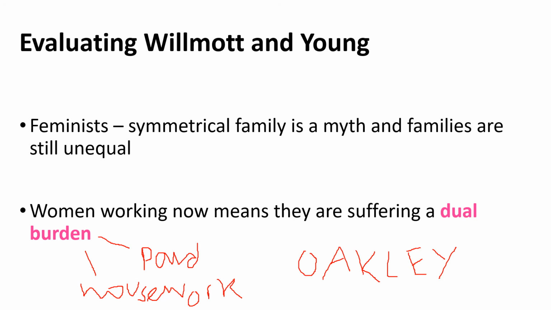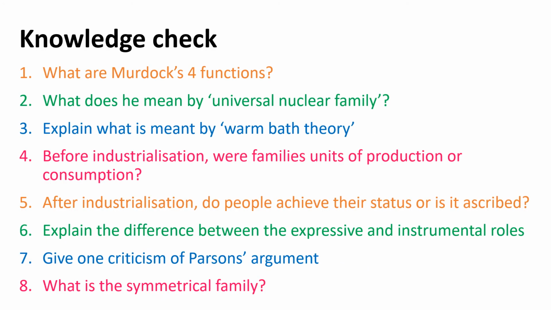Some of you might feel that you are Willmott and Young's symmetrical family, and that the two roles in the family are very similar. So yes, evaluation of Willmott and Young is that feminists would argue it's not true, and that women actually have a dual burden, dual meaning two, paid work and housework, and it's Oakley that argues that.